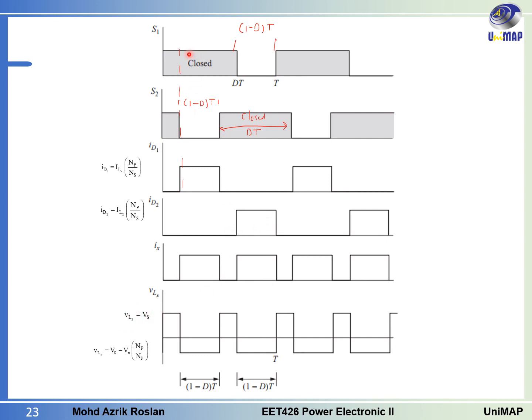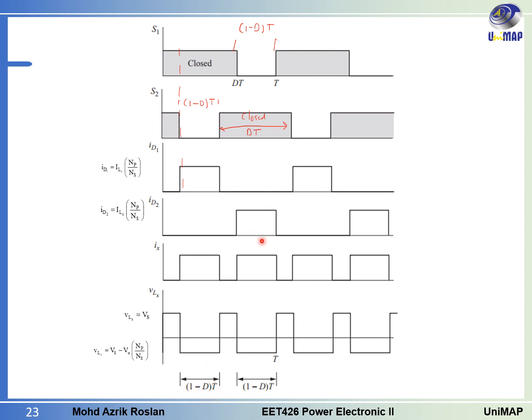And then during this time, we have switch 1 closed and switch 2 open. We will get ID1 equals ILX multiplied by NP over NS, and ID2 is 0. So the output current will be equal to this one plus this one, and you will get this value. And then during this period, VLX is equal to VS minus VOUT multiplied by NP over NS. This one occurs for the duration of 1 minus D times T.